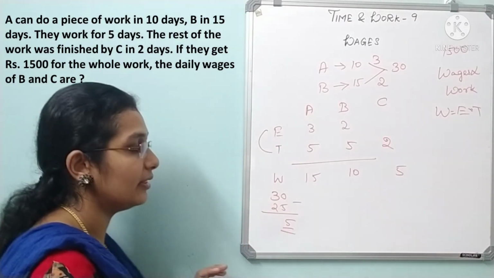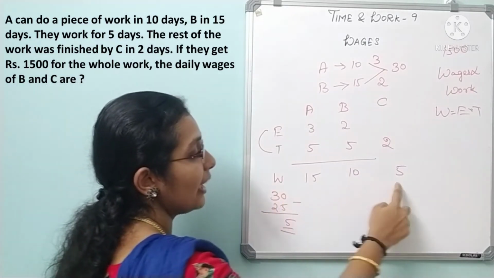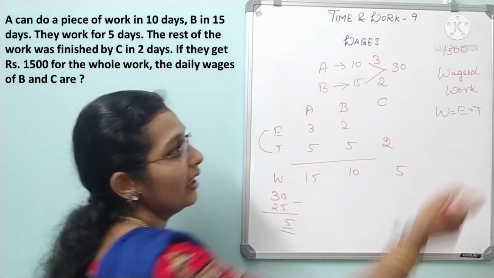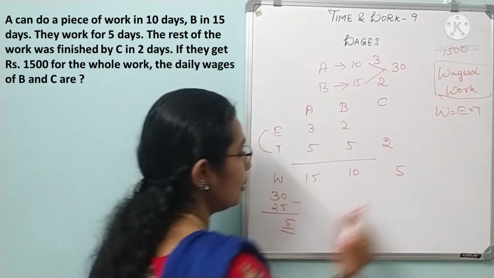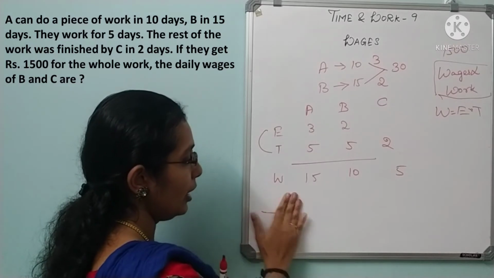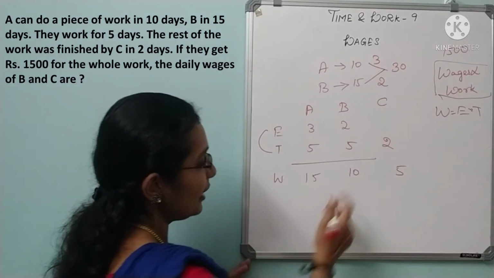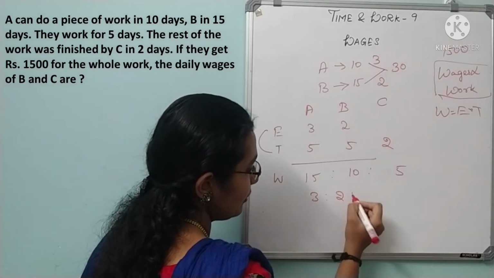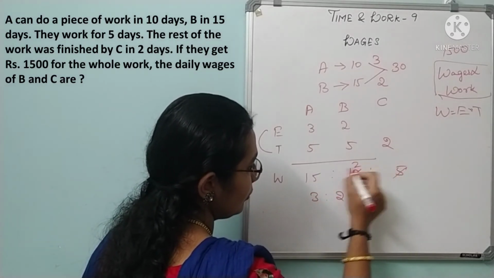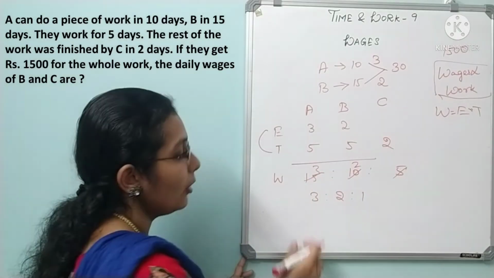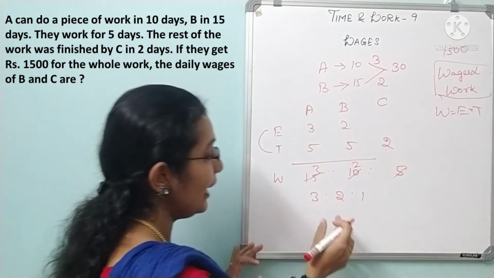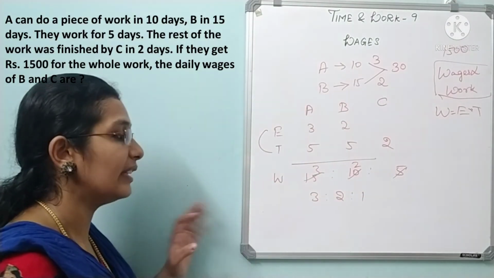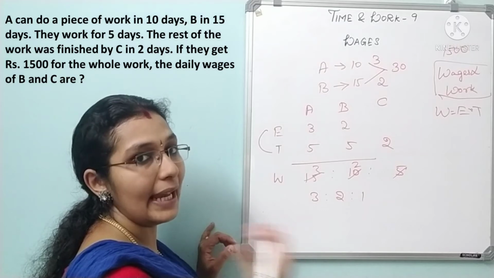Here we don't need efficiency because we are using the number of units they completed, and based on that only we are going to split wages. So this is what is important. You can simplify this, in the ratio 3 is to 2 is to 1. Clear? So 3 parts should be given to A, 2 parts should be given to B and 1 part should be given to C. Here the question is to find the wages for B and C, but we'll find for all the 3.